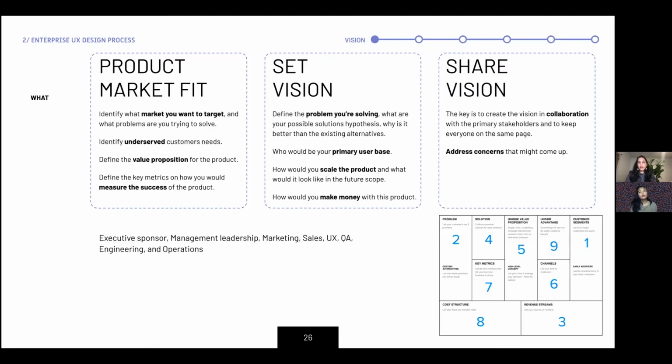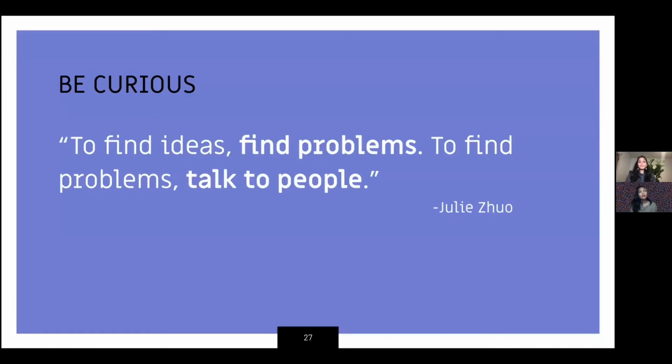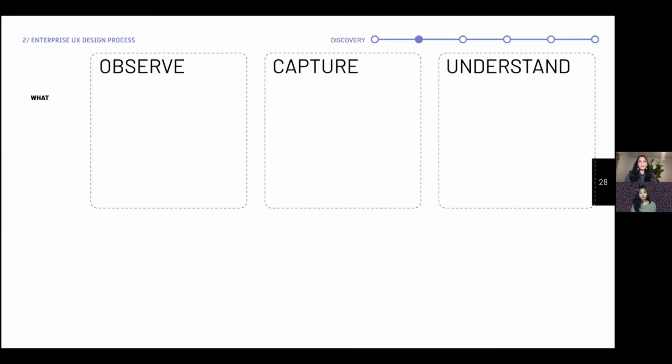The next stage, after vision, is the part where research teams and design teams get involved. When we are asking about being curious, it's about researchers going to understand, to find ideas, find problems, talk to people. This is the time they get in touch with us and say, okay, do something and let us know who we are creating what for and how we are doing this, right? So what is research? Three steps again: observe, capture, and understand.